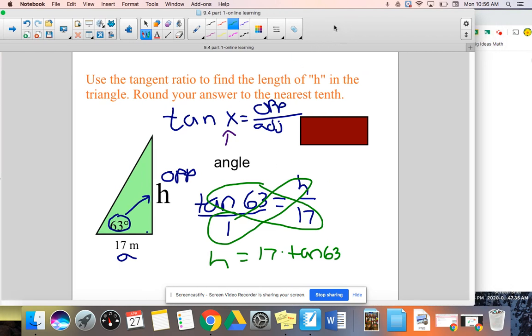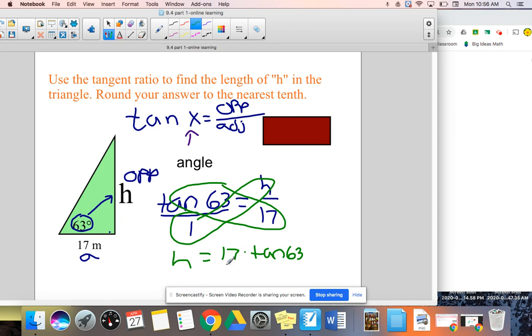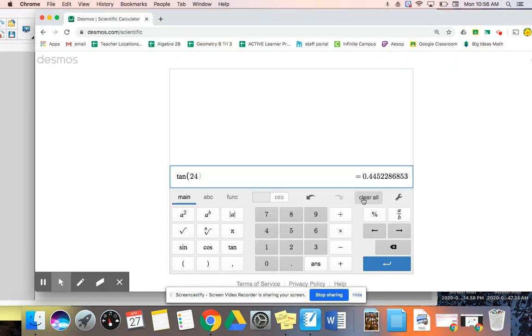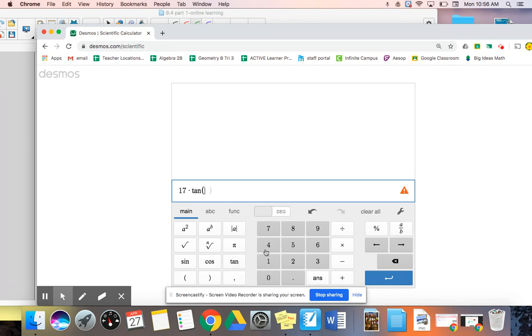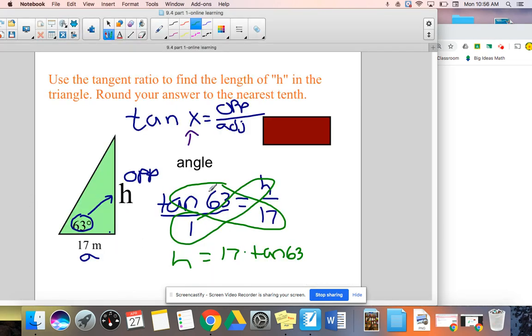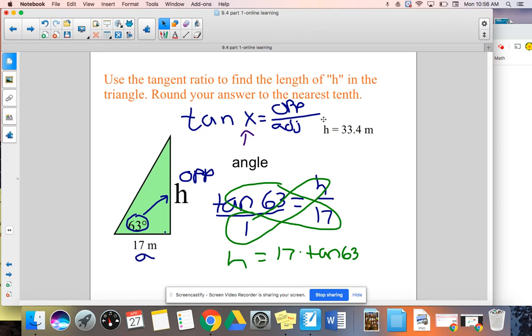So then what I want to do is I'm going to go to my calculator, and I'm going to type in 17, so I'm going to clear this, 17 times tangent 63. And then my answer comes up right there, 33.36. So if I round to the nearest tenth, I'll get 33.4 as my answer for h.